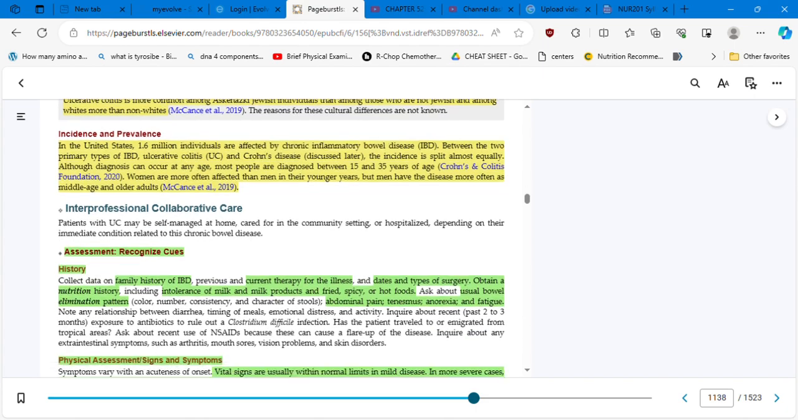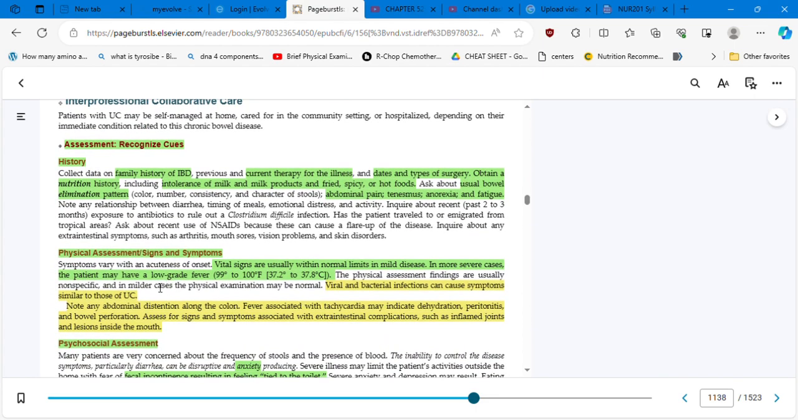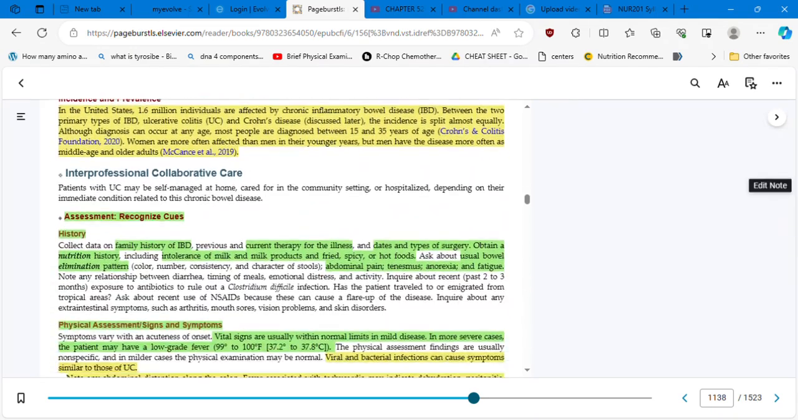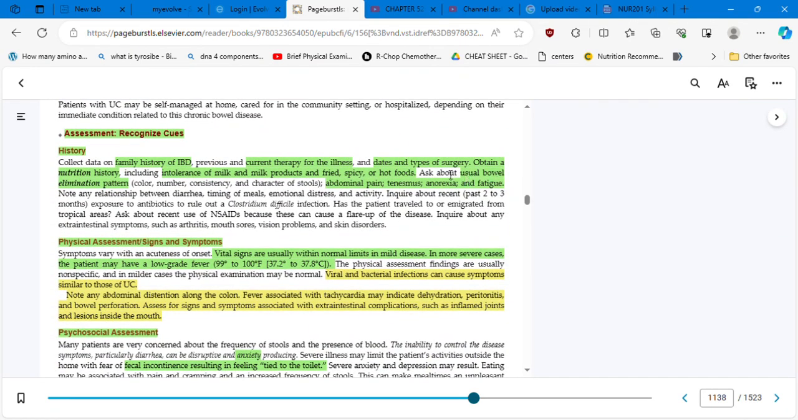So during the assessment, when we collect history, we need to ask about the family history of IBD, current therapy for the illness, dates and type of surgery, and obtain a nutrition history: intolerance of milk, milk products, and fried, spicy, or hot foods. All of these are going to cause damage to the intestinal mucosa, right? Also the usual bowel elimination pattern, abdominal pain, tenesmus, anorexia, and fatigue.